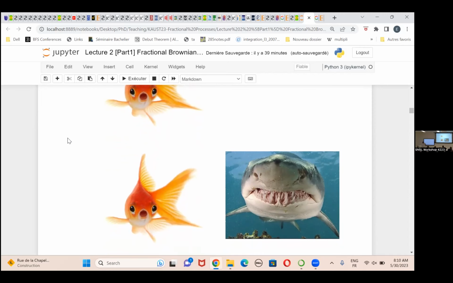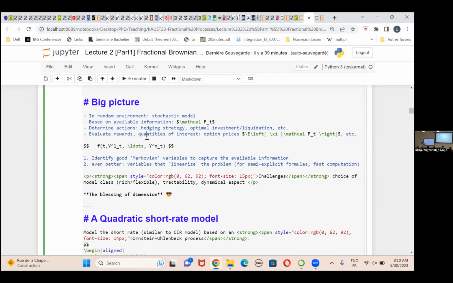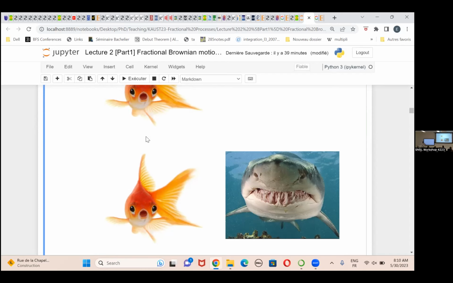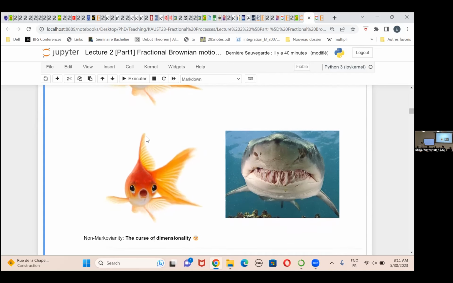This is exactly what happens when you deal with Markovian models: they're cute, right? Non-Markovian models are very big. Why? Because usually they're in infinite dimension, so you have the curse of dimensionality hitting you straight in the face. And with Christian, and I think Christian agrees, one message that we would like to convey in this course is that they're not that scary.